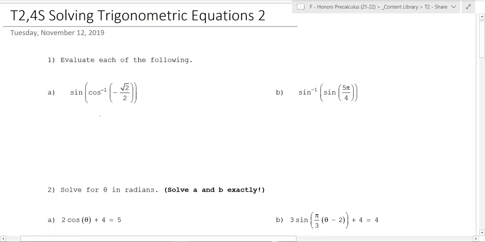We're going to continue solving trigonometric equations. So for this triangle right here, it's first asking for the triangle where the cosine of what angle is negative root 2 over 2. The cosine of what angle is going to be negative root 2 over 2.